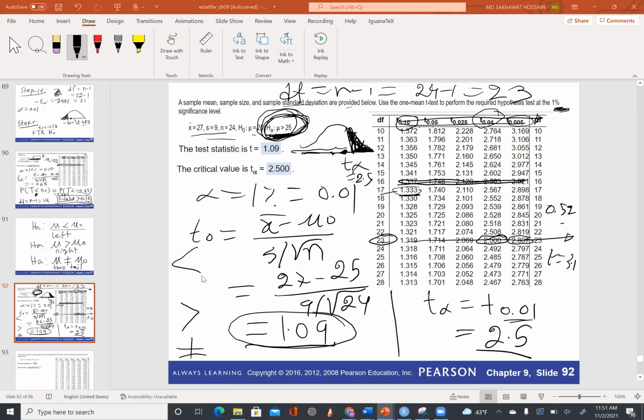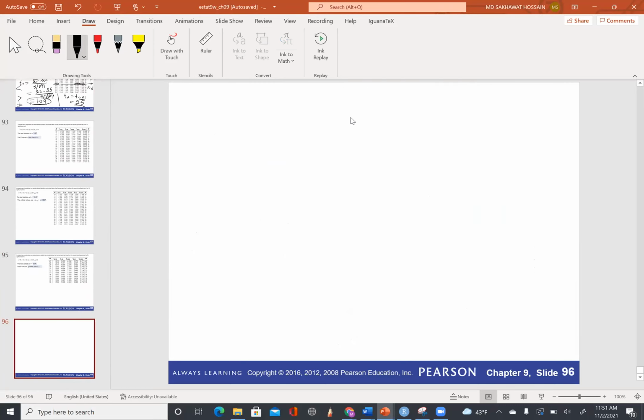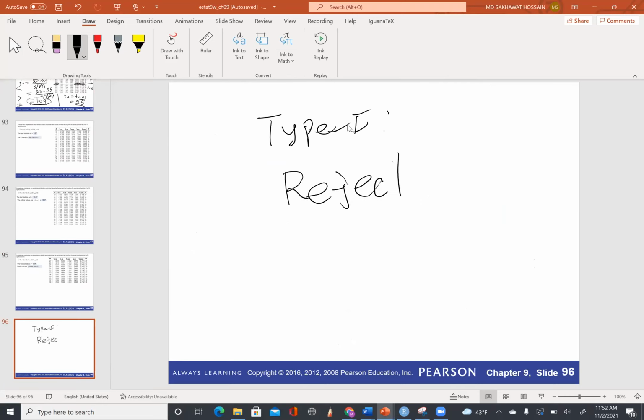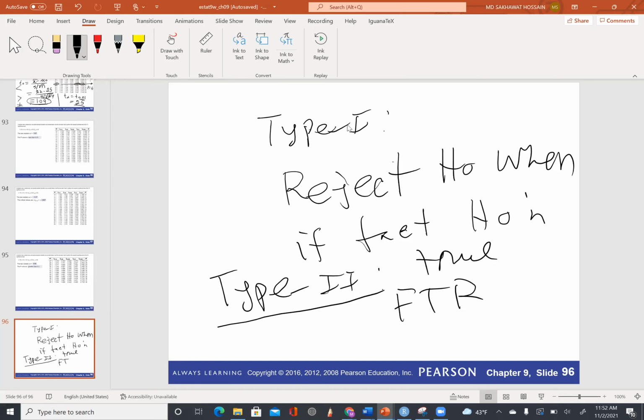Okay, so the error question. There are two types of error, type 1 error and type 2 error. Type 1 error means you will reject the null when in fact the null is true. And type 2, fail to reject the null.